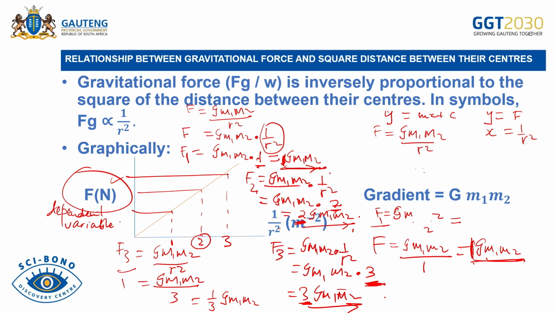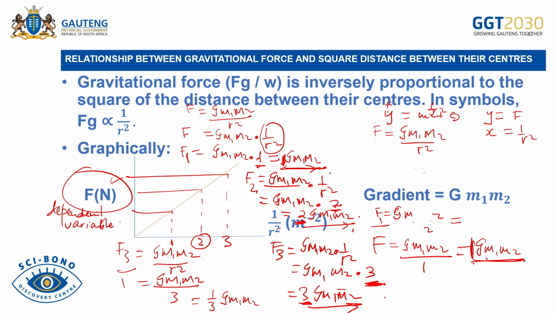So what am I supposed to do here? Manipulate this equation F equals G m1 m2 over r squared in the form of y equals mx plus c. My c, obviously, because the graph starts from the origin, will be 0. So my y should be F, and then my x should be 1 over r squared. So it's what I need to do here: manipulate that equation in the form of y equals mx plus c, making sure that your y is F and your x is 1 over r squared.